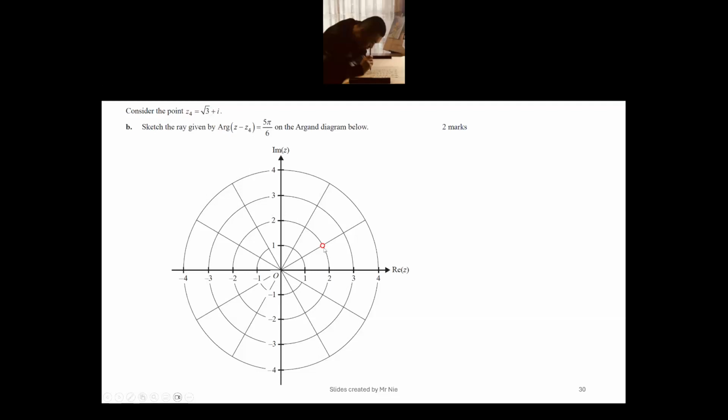In this case, label the z4 at the correct location, which is √3 plus i. And then the angle of inclination is 5π/6. So with an open circle here, you might get, let's say, a dashed line here. Well, this is not included in the ray, so this is just a reference direction, horizontal direction with angle 0. And then you measure roughly 150 degrees.